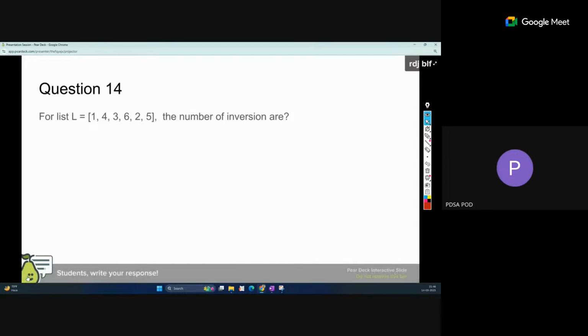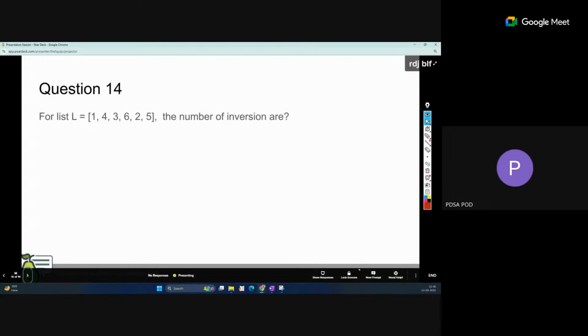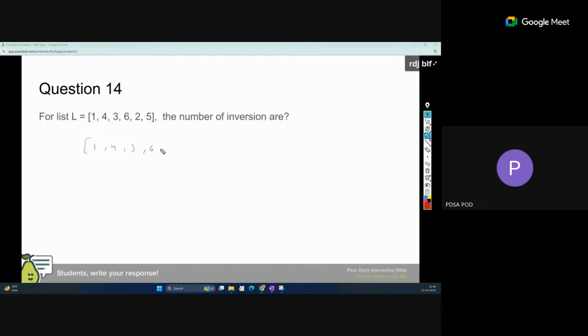Okay, number of inversions. So that is the simple one. So we can check 1, 4, 3, 6, 2, 5. 1 is not making any inversion with any element. 4 is making inversions with 3 and 2, so 2 inversions, since those values are smaller. 3 is making one with only 2. 6 is making one with 2 and one with 5. And 2 is not making any, 5 is not making any. So the number of inversions is 5.